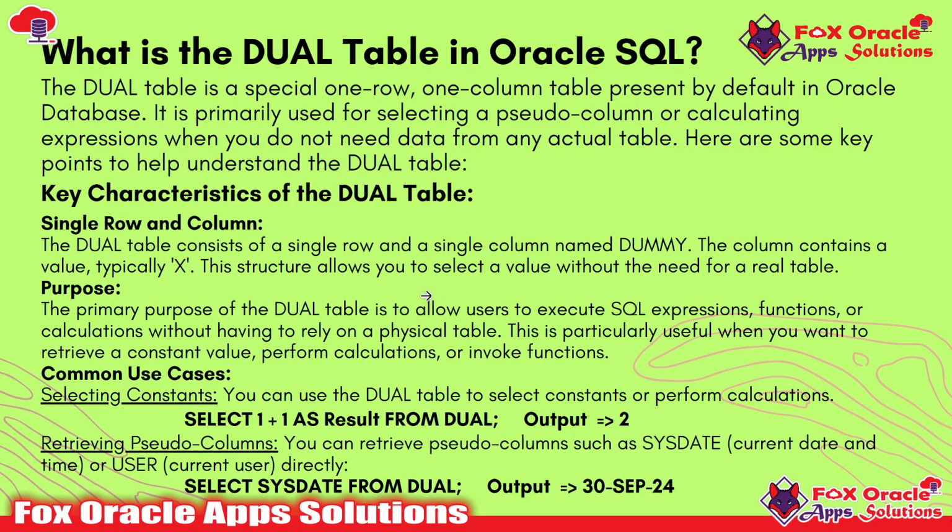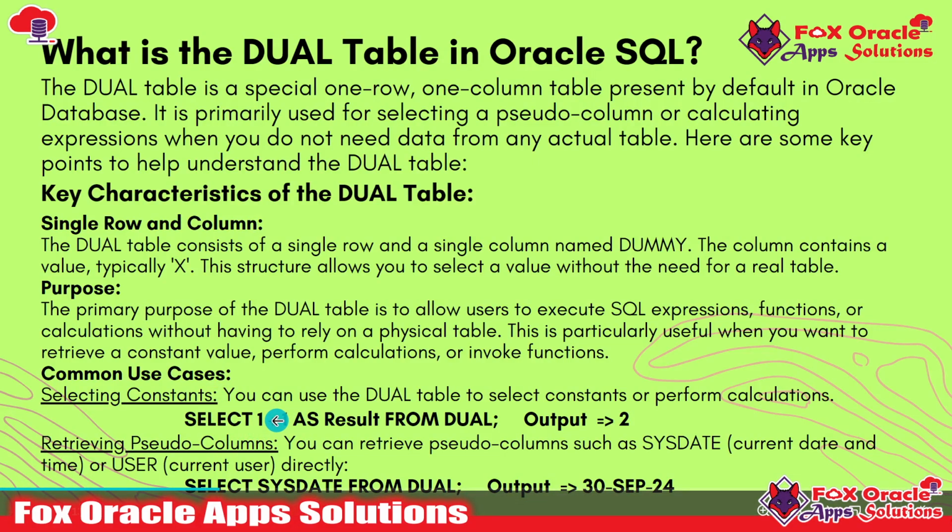The obvious purpose of this dual table is to display hard coded values or pseudo columns. When we say hard coded values, it means fixed values we want to display. For example, 1 plus 1 is fixed here. We cannot change this 1 plus 1 at runtime, so these are fixed values, or hard coded values as we say in programming terms.